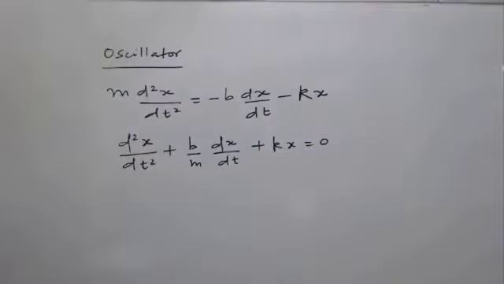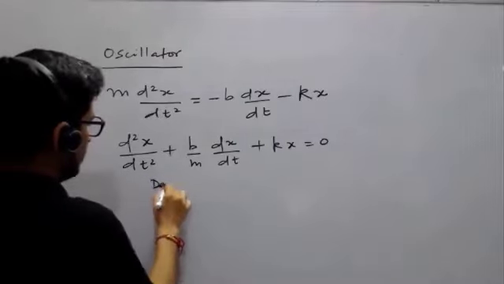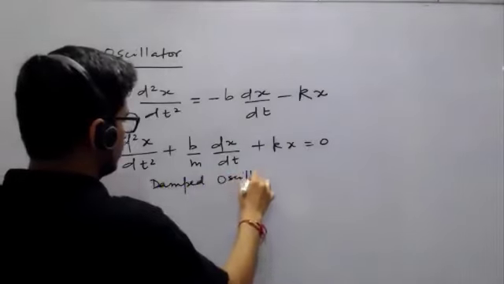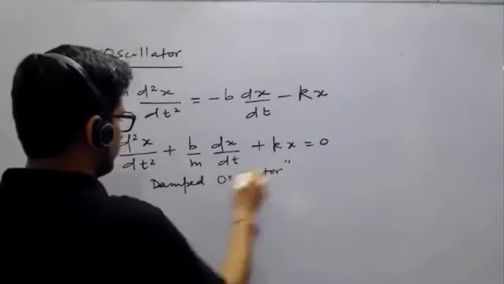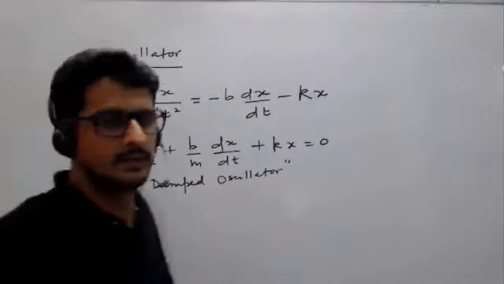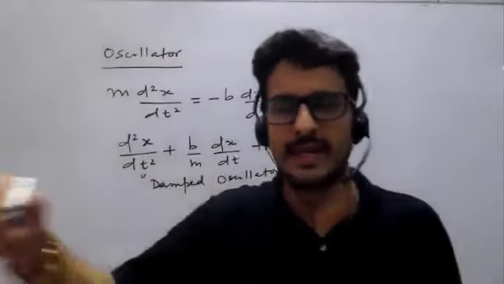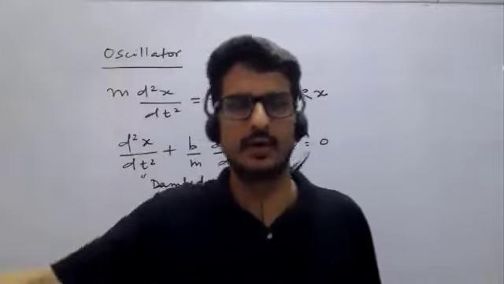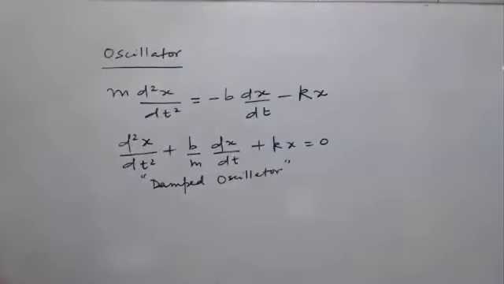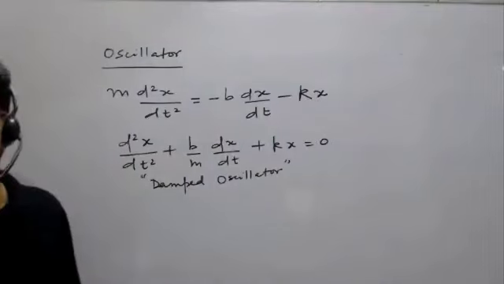Please see, this is the equation of a damped oscillator. Damped oscillator. The word damped is used because the amplitude dies out with time. Amplitude continuously decreases with time. So that's why we use the term damped oscillator.